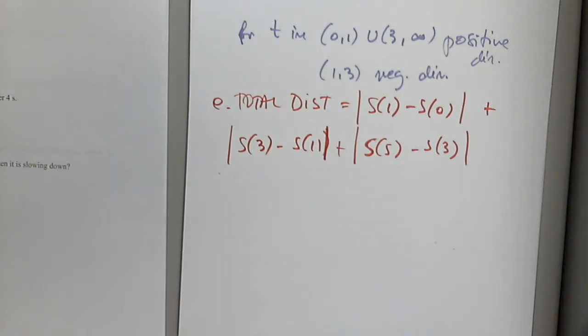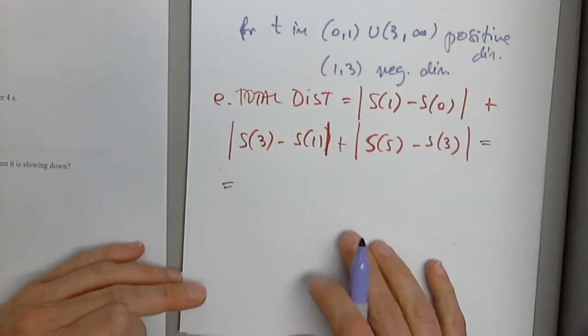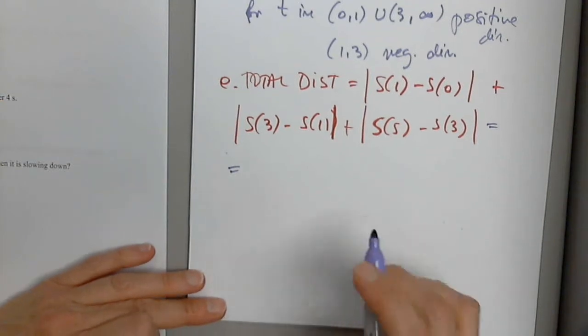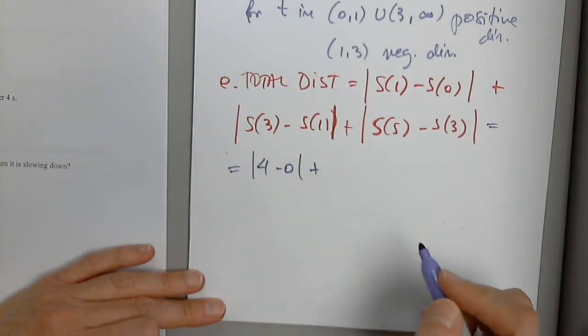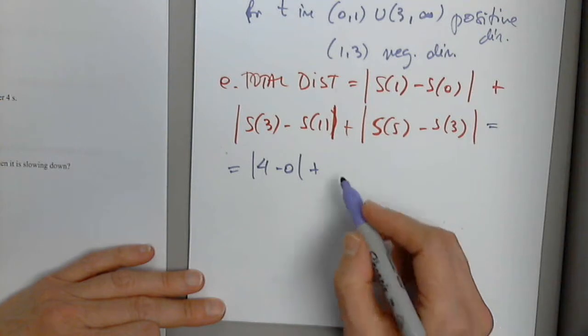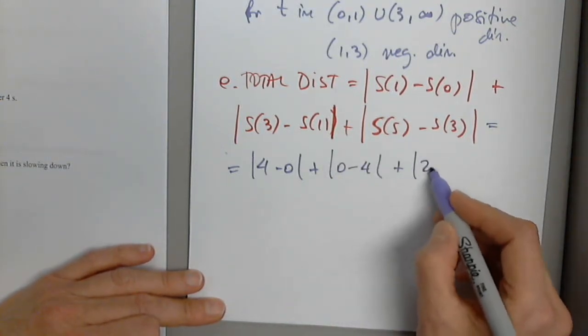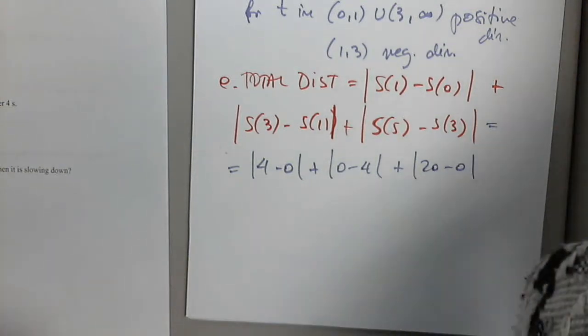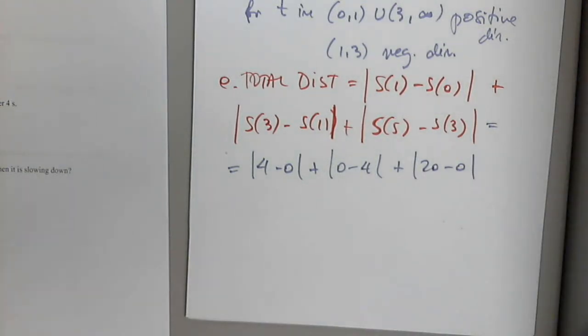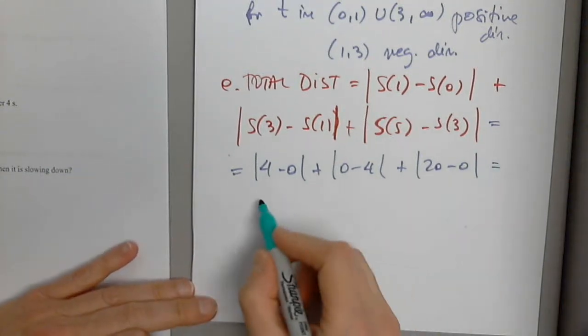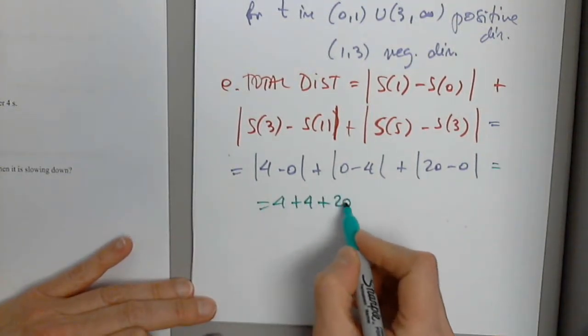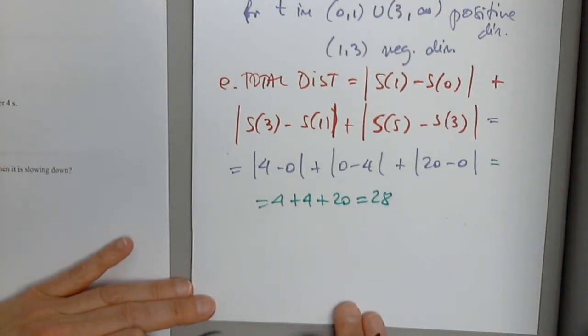So then I will write 4 minus 0 plus 0 minus 4 plus 20 minus 0. Like this. So obviously this is 4 plus 4 plus 20, which is 28. Measurement unit. Yes, please, Vanessa.